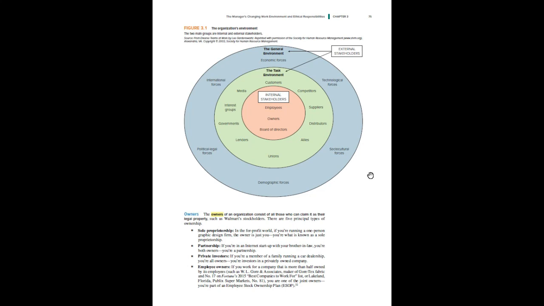Now, since the discussion is to understand the manager's changing work environment and ethical responsibilities, it is important again for us to see clearly what those ethical responsibilities are that are required of you as a manager.